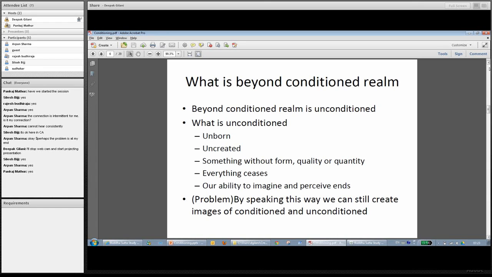One is nibbana in the sense where there is only unconditioned, but there are these momentary nibbanas when we release our suffering and when we are quiet at some particular moment, but then we come back to our condition. So here is actually the main question that I was trying to ask.